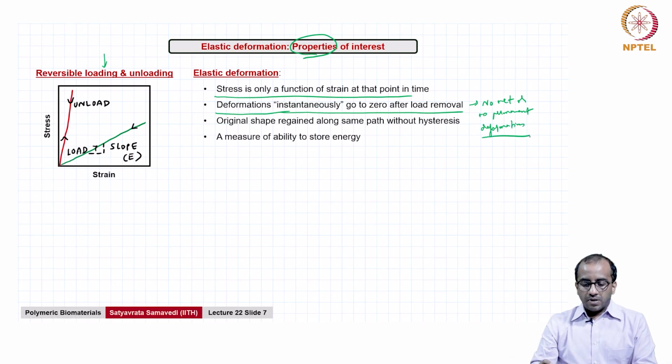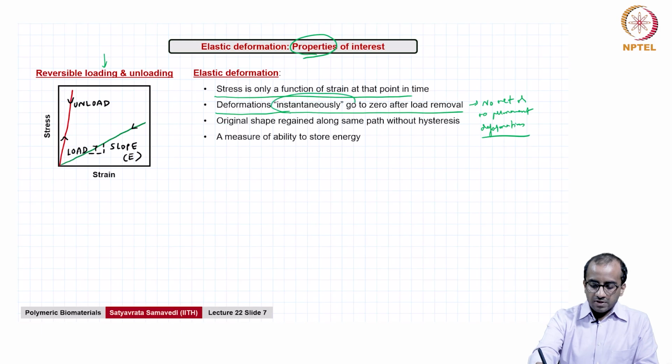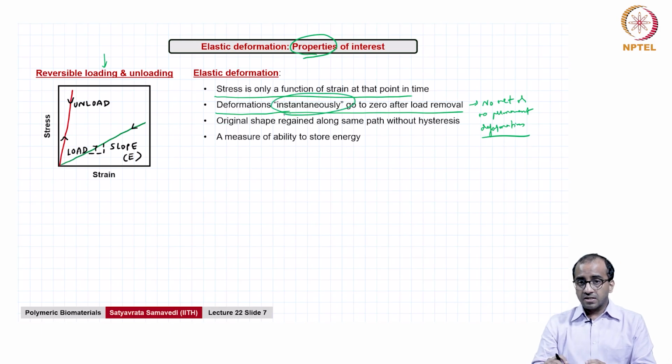And the word "instantaneously" is put within quotes because, like I said, this is true only for purely elastic materials, and we are dealing with polymers here, which are viscoelastic. So, for polymers there are other specialized types of properties that become important, namely creep and stress relaxation, which we will look at in more detail under viscoelastic responses.